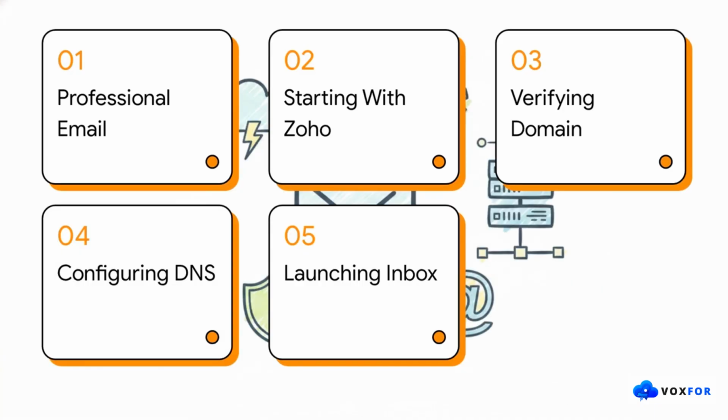Okay, let's look at our roadmap. First up, why professional email matters. Then, starting with Zoho Mail, verifying your custom domain, configuring DNS, MX, and SPF records, and finally, launching your brand new inbox. Let's get to it.